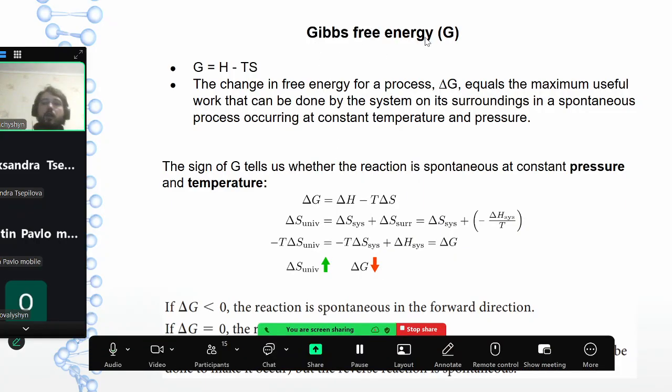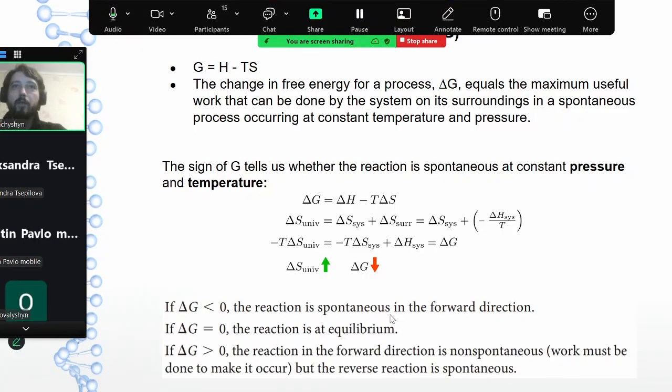Gibbs free energy. We will use that a lot, because it describes how the reaction is going. Here is the formula: G = H minus TS. T is temperature, S is entropy. We have seen them all in the previous slides. The change in free energy for a process, delta G, equals the maximum useful work that can be done by the system on its surroundings in a spontaneous process at constant temperature and pressure.